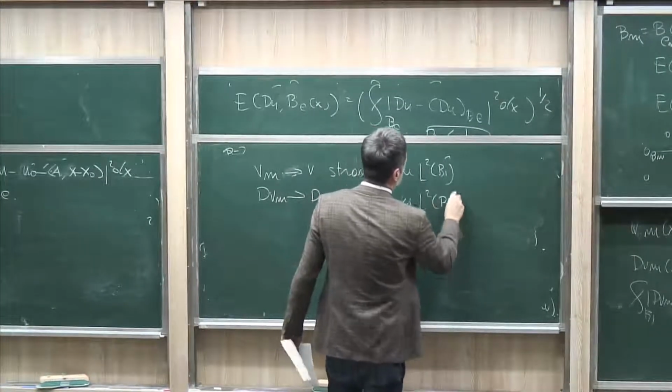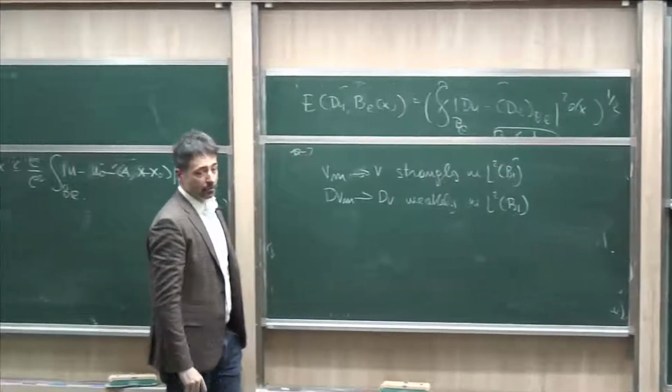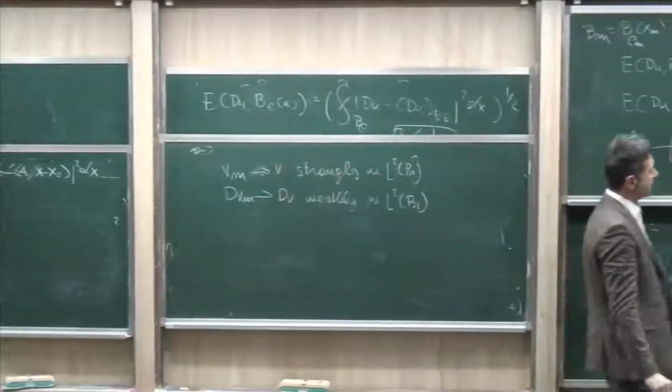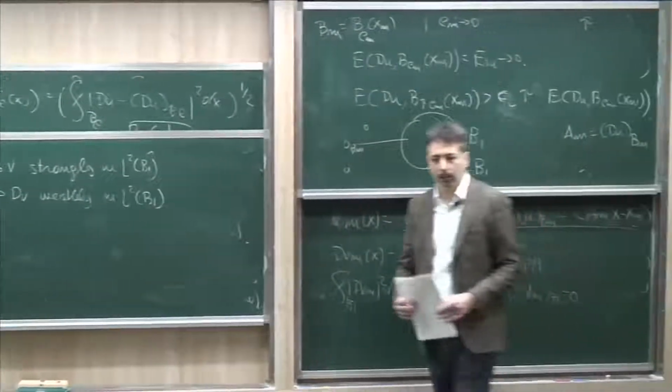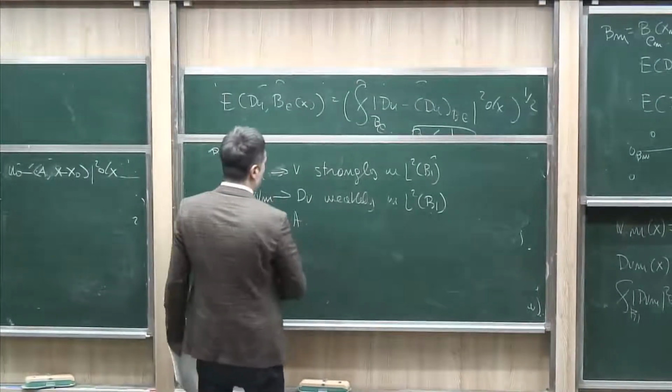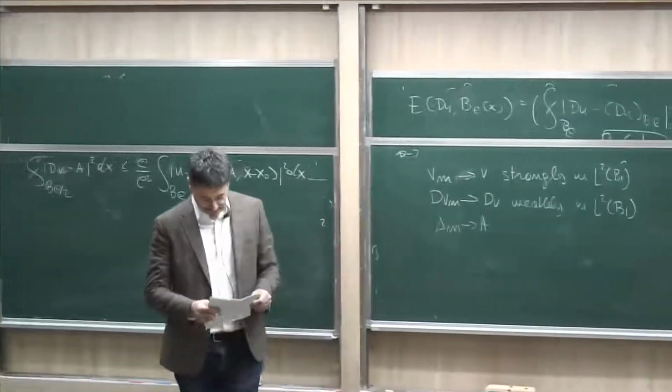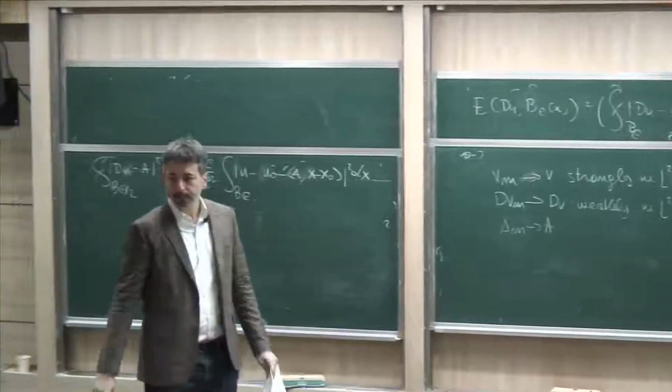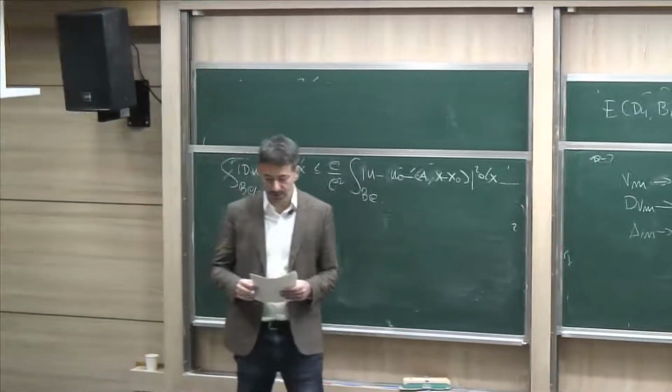In L2 B1. And of course, we can also assume that these guys are converging somewhere because they are bound. And that's the asymptotic linearization.